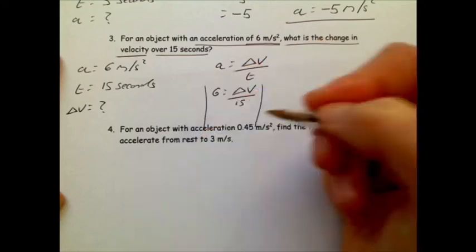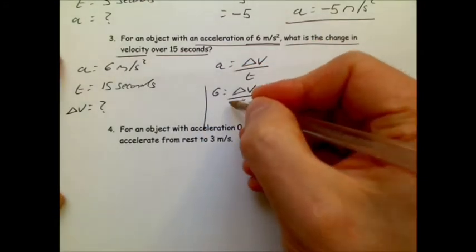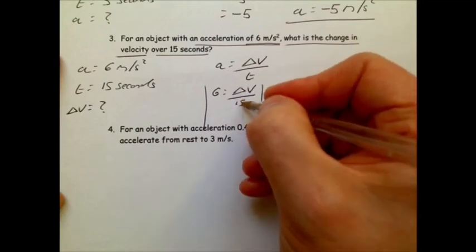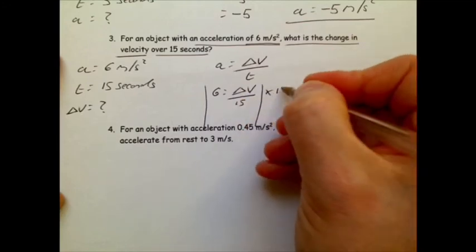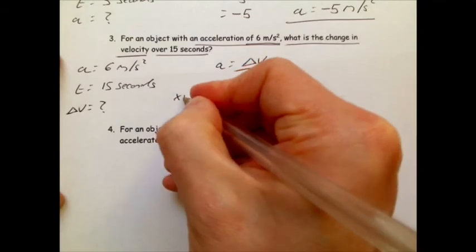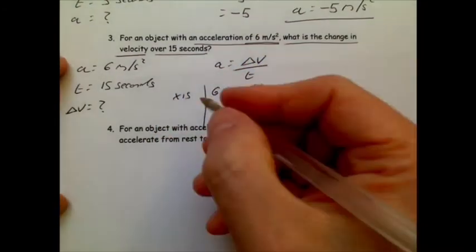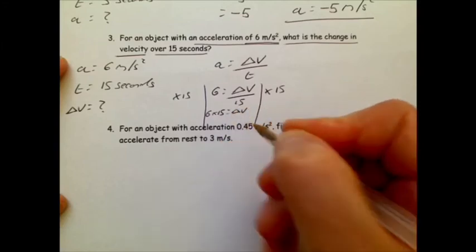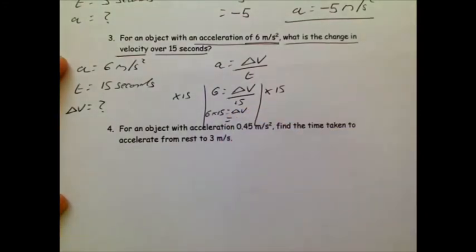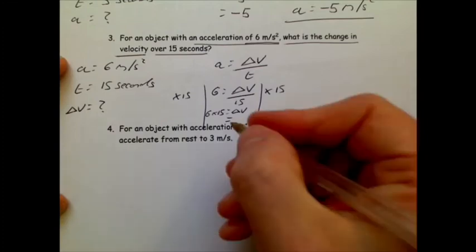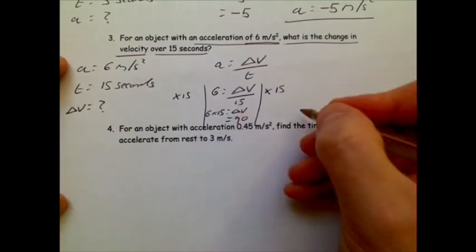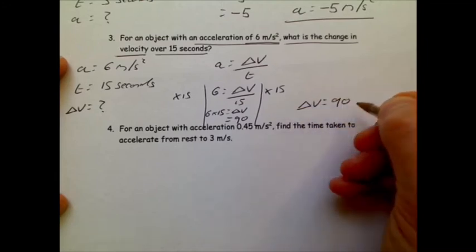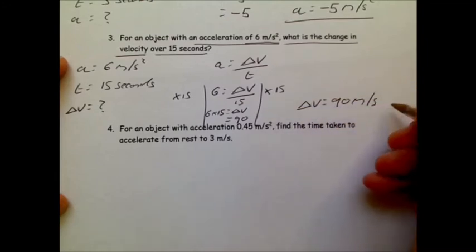I need to rearrange. So I want to get rid of the 15 here and just leave delta V on its own. So it's currently divided by 15. So I do the inverse, which is multiply by 15. Do that on both sides. 6 times 15 is delta V. If I type that into a calculator, 90. So delta V equals 90 meters per second.